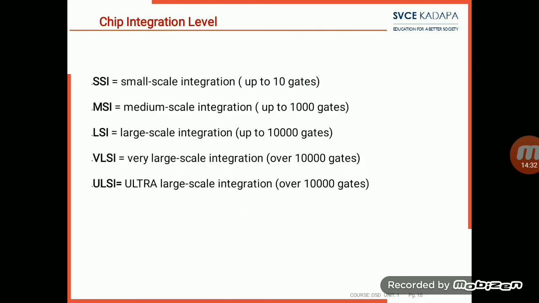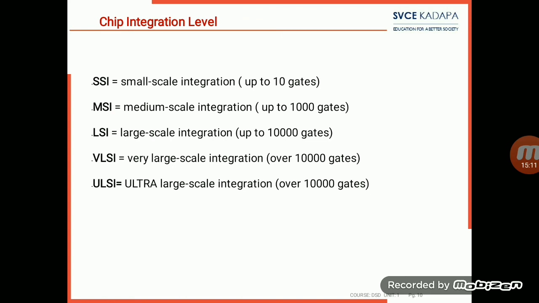Next, let's go for chip integration level. IC means integration of different components. Based on the number of components, IC chip integration level is divided into 5 different levels: small scale integration, medium scale integration, large scale integration, very large scale integration, and ultra large scale integration. Chip integration level means integrating active and passive components on a single wafer based on the quantity of integration.